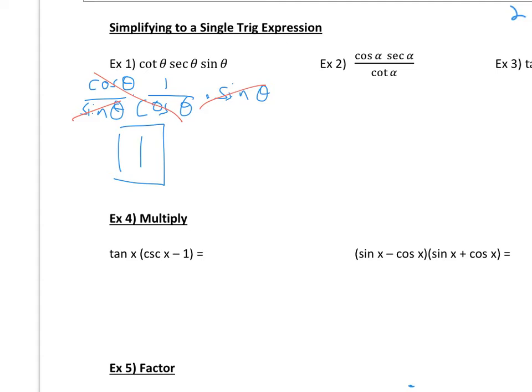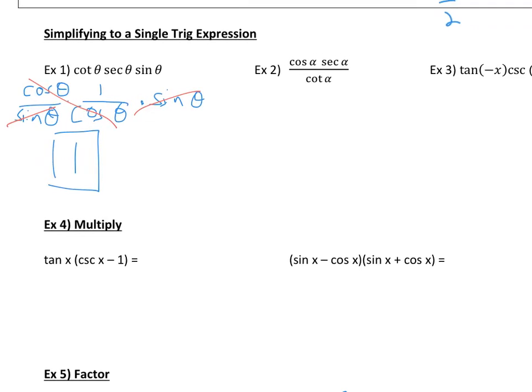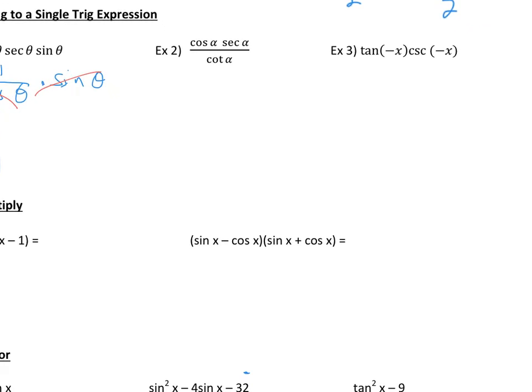Even though we don't have a trig function in our final answer, we had all those trig expressions that canceled out, and washed out to 1 when we canceled out common factors. Okay, so let's go ahead and talk about this one in the middle here, this cosine times the secant, and then you've got a cotangent as well.